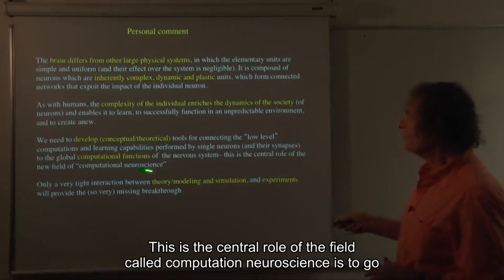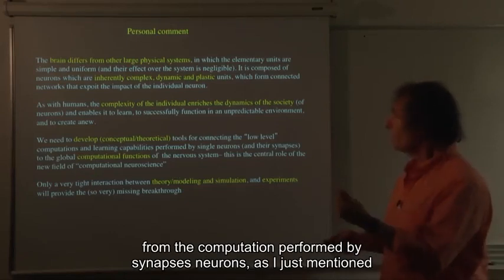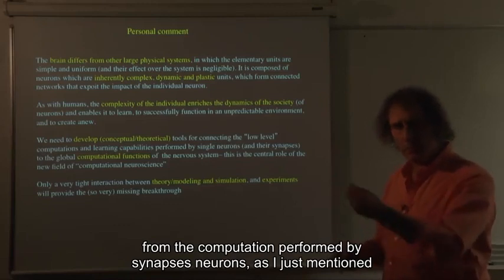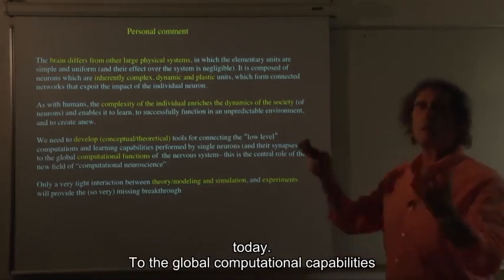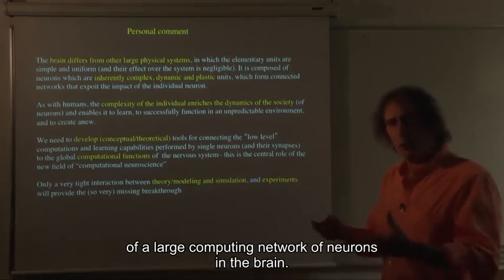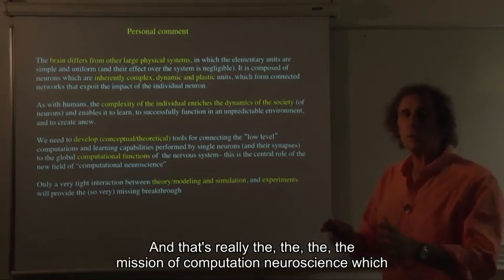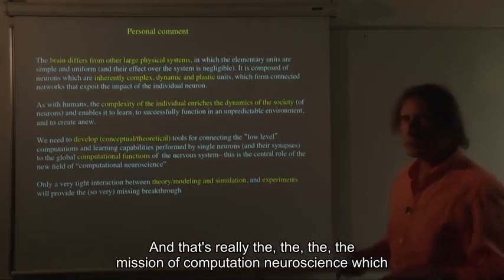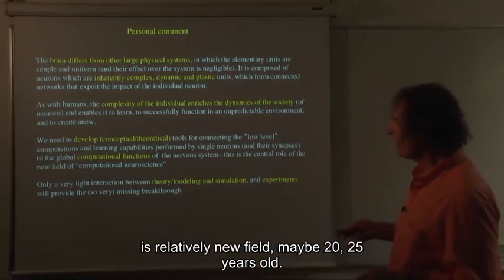This is the central role of the field called computational neuroscience, to go from the computation performed by synapses, neurons, as I just mentioned today, to the global computational capabilities of large computing networks of neurons in the brain. And that's really the mission of computational neuroscience, which is a relatively new field, maybe 20, 25 years old.